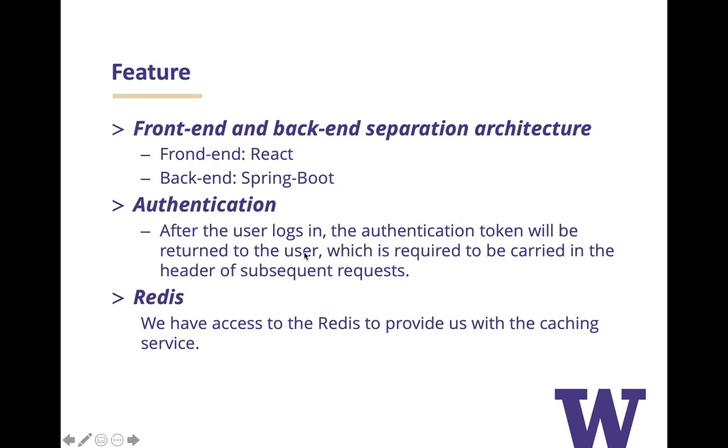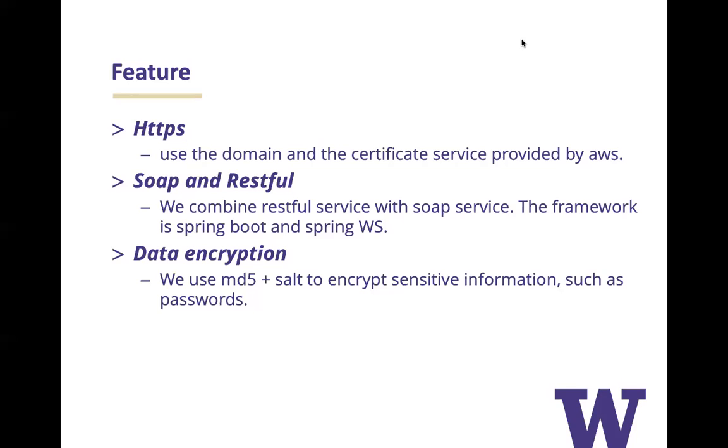The third is Redis. We have access to Redis to provide us with the caching service. Next, HTTPS. The front-end and back-end communication is based on HTTPS. To implement this, we use the domain and the certificate service provided by AWS. Next, SOAP and RESTful. We combine RESTful service with SOAP service. The framework is Spring Boot and Spring Web Service. Data encryption: we use MD5 and salt to encrypt sensitive information, such as passwords.